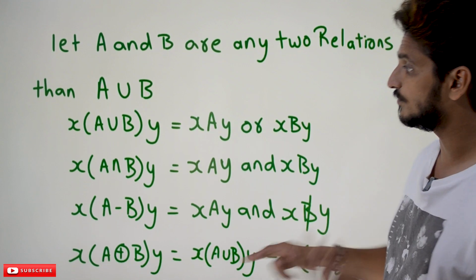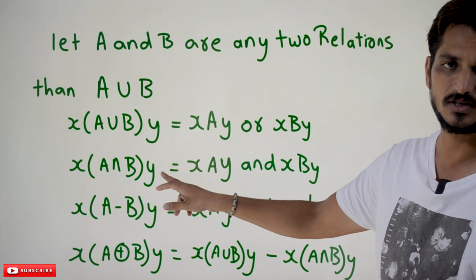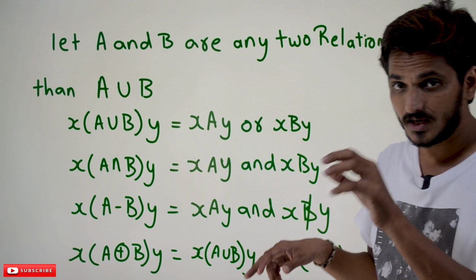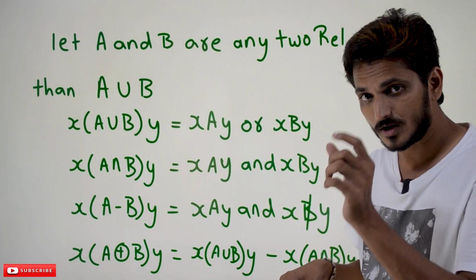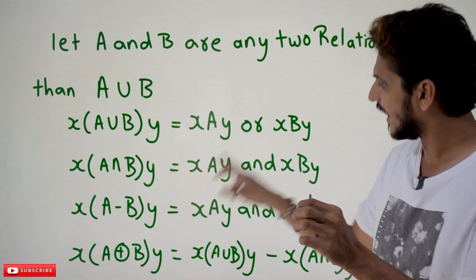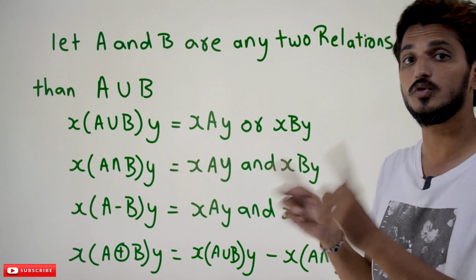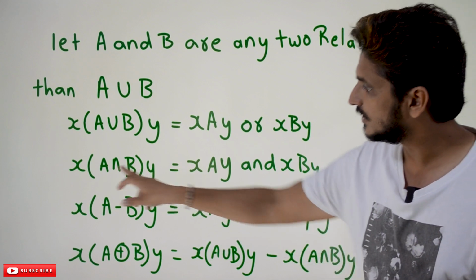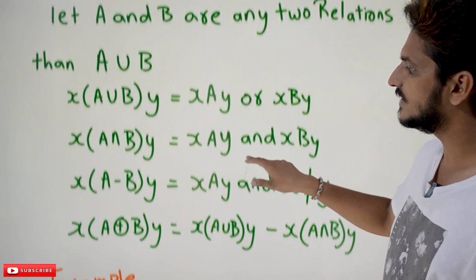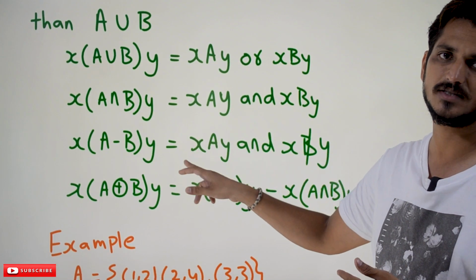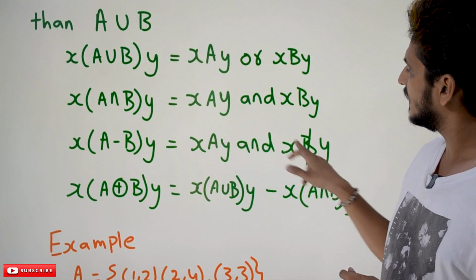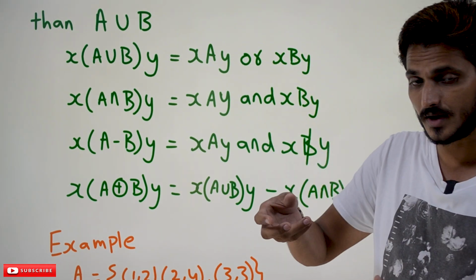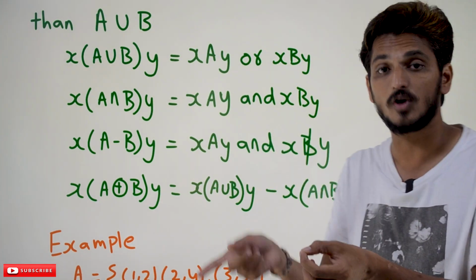Similarly, A intersection B means (x, y) belongs to A intersection B if (x, y) belongs to A and (x, y) belongs to B. You take any ordered pair, that ordered pair should belong to A and B, meaning it belongs to both the relations. Then only it belongs to A intersection B. Similarly, (x, y) belongs to A minus B is the same as (x, y) belongs to A and (x, y) does not belong to B. Meaning you take any ordered pair, it should belong to A and it should not belong to B.